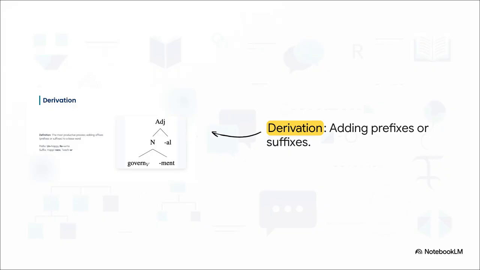Process 10 is derivation, and it is a massive, massive contributor to our daily vocabulary. Derivation involves attaching affixes, so either prefixes at the beginning or suffixes at the end, to a base word. By simply adding un to happy, you get unhappy. By adding ness to kind, you get kindness. It is just an incredibly productive way to rapidly multiply the words we have at our disposal.